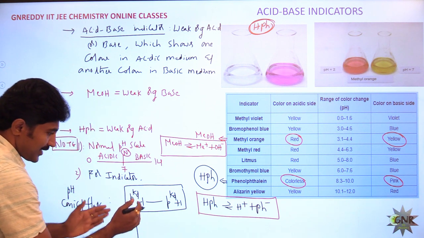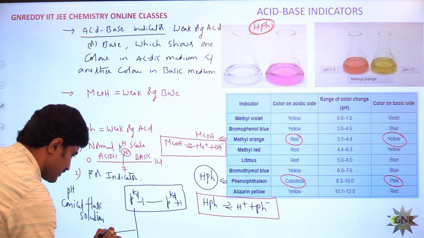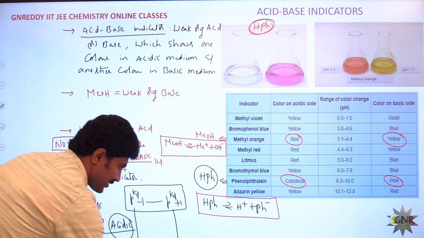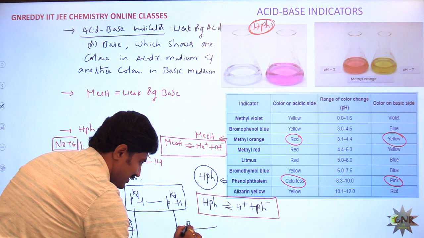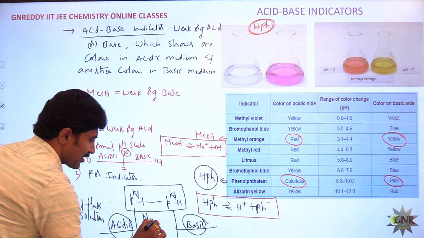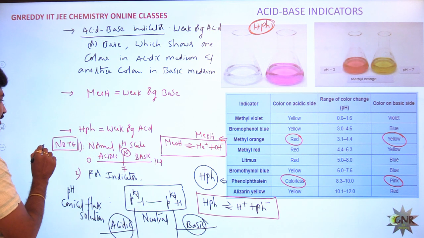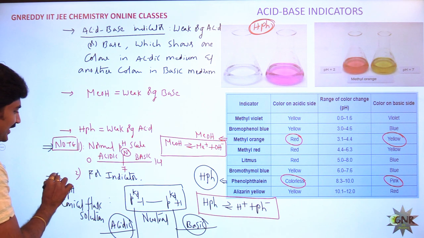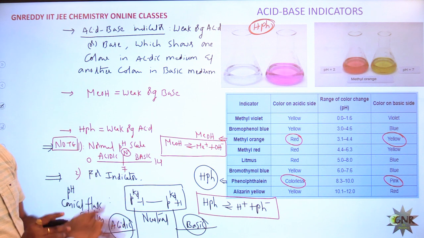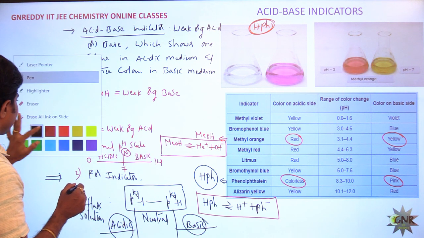So at or before pKd minus 1, the zone is acidic medium, and at or after pKd plus 1 the zone is treated as basic medium, and in between it is a neutral medium or no distinct color medium. This is the most important point for indicators. The normal pH scale is 0 to 7 acidic, 7 to 14 basic, 7 neutral. But for indicators this is completely different.